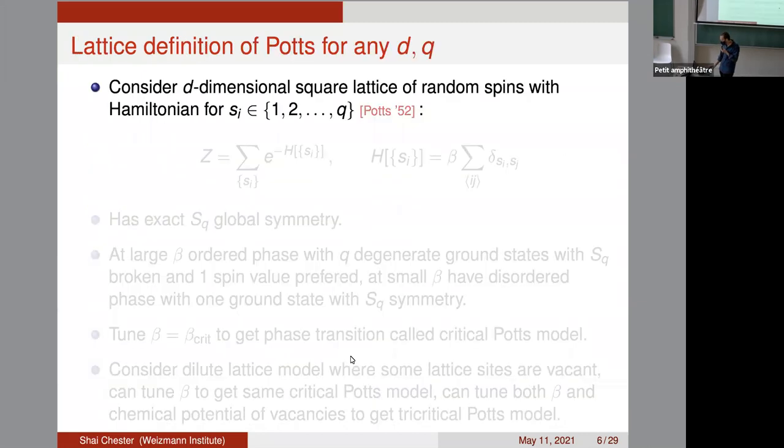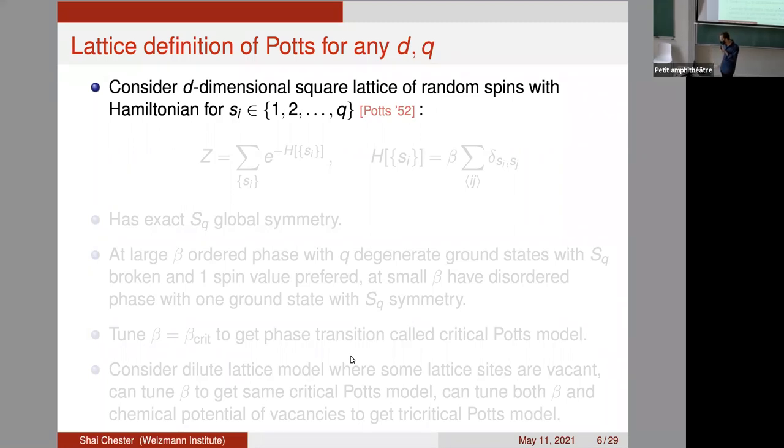Okay, so let's start with a review of the lattice definition of the Potts model, which is valid for any spacetime dimension D and any value Q. So this should hopefully be familiar to all the stat mech people in the audience. You can see that it has nothing to do with conformal field theory.